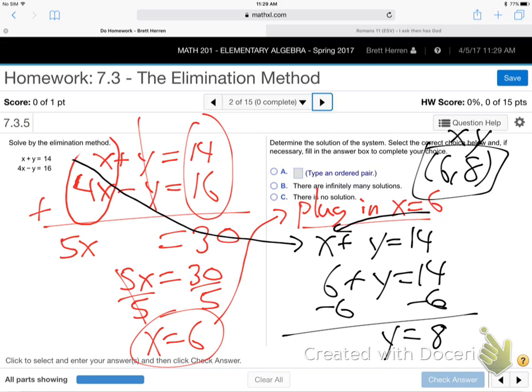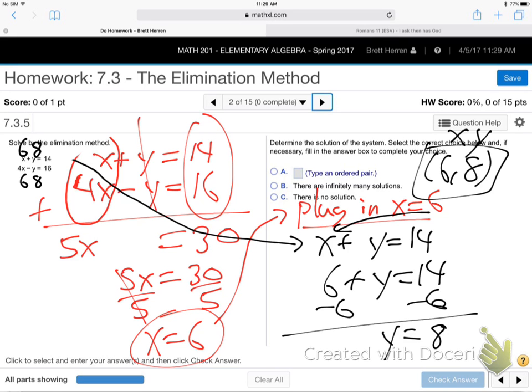That's right. So if I go back and I put 6 in for x and 8 in for y, in both equations, it should make both of them true. That's what it means to be the answer. Is it right? Let's see. 6 plus 8, is that 14? Sure. Now the other one is 4 times x, so that'd be what?